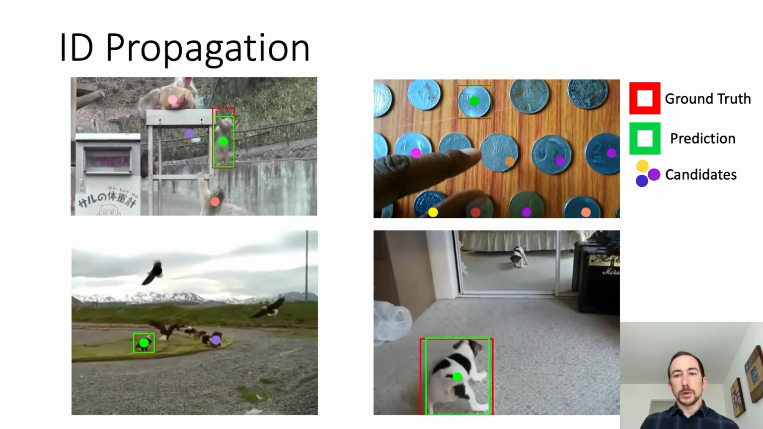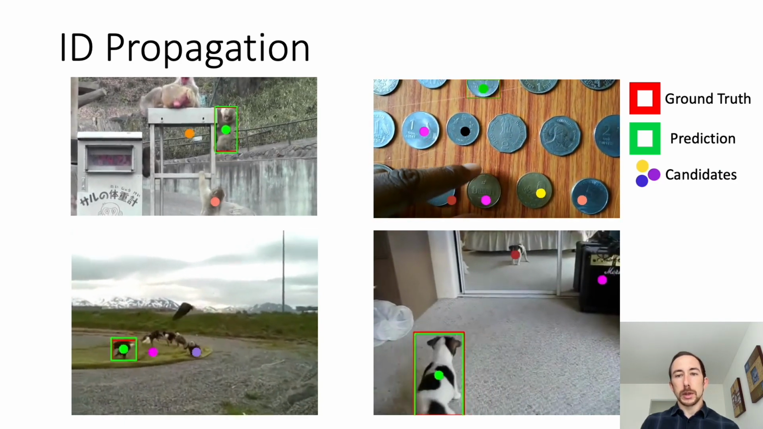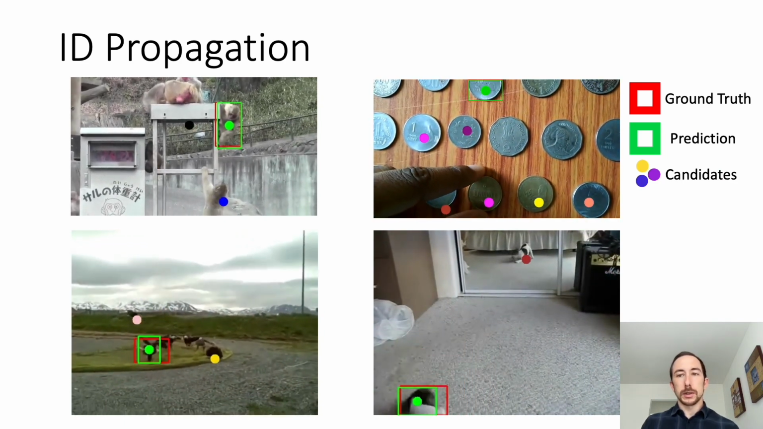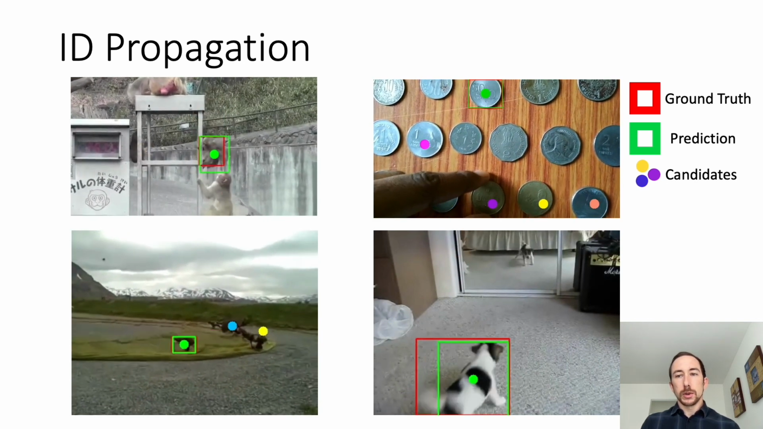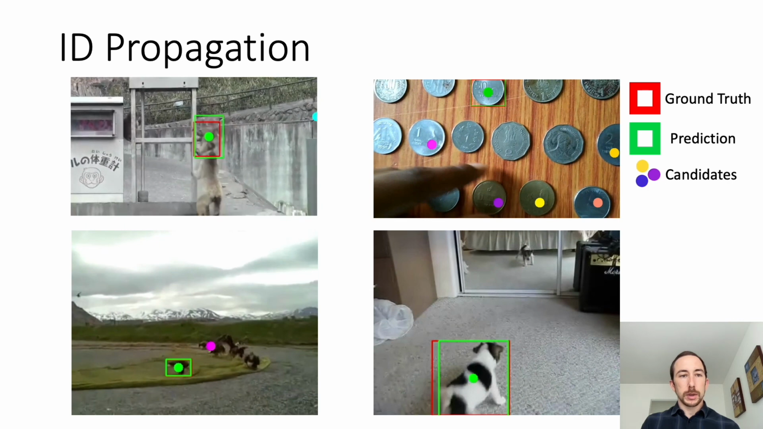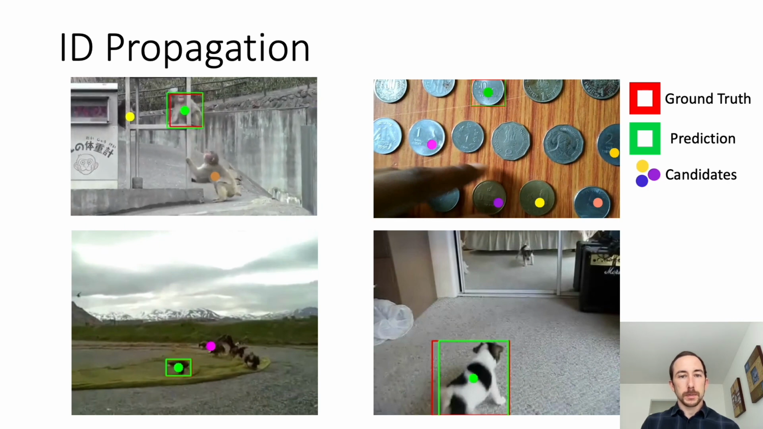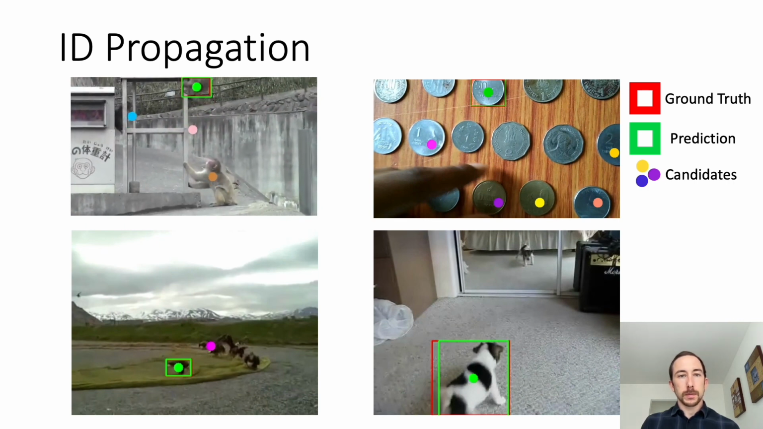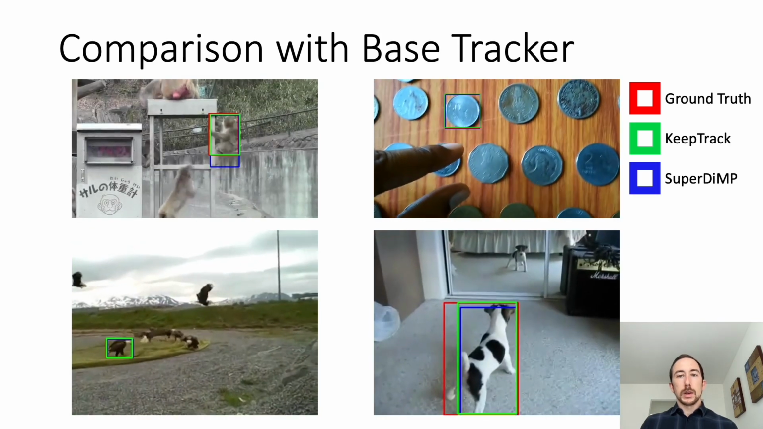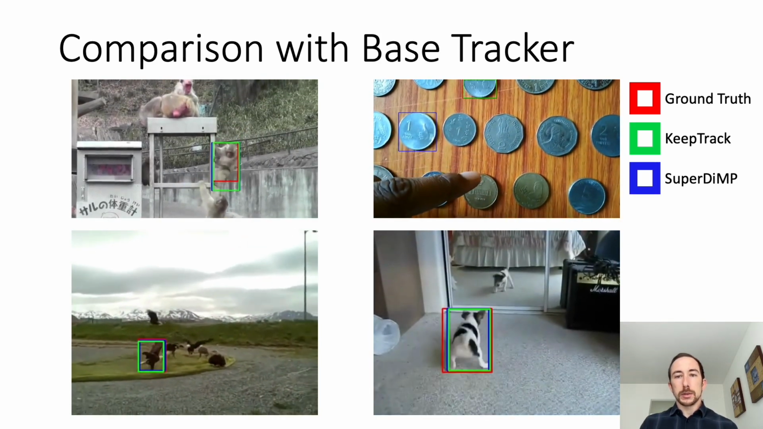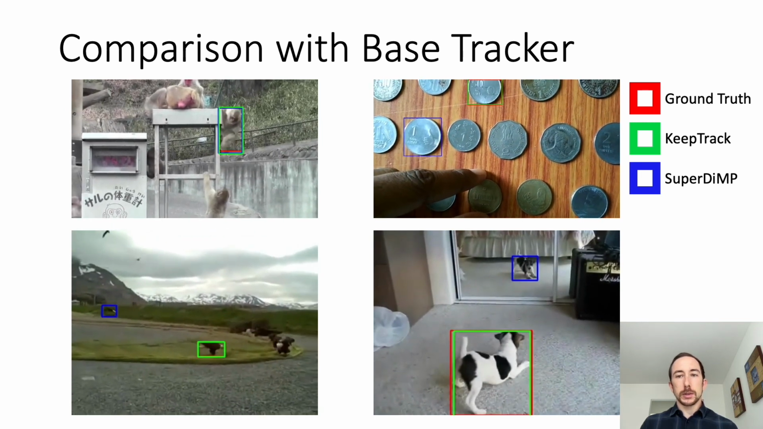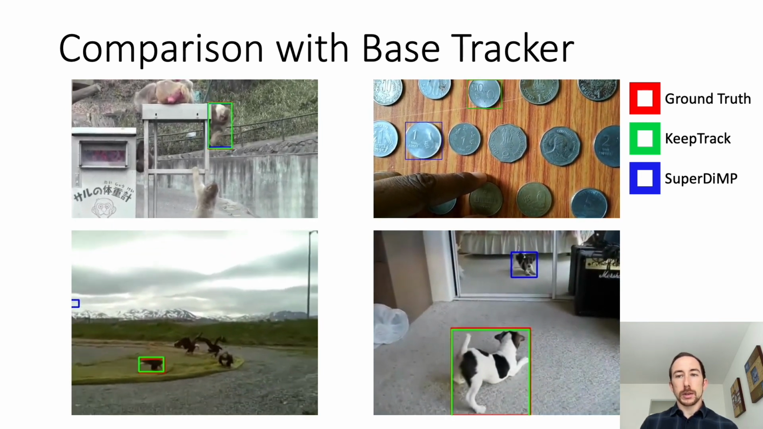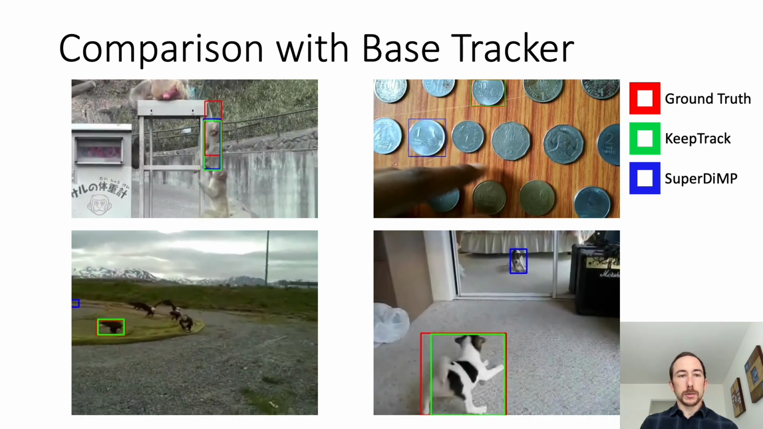Our tracker is robust to distractors and keeps tracking the target object even in cluttered scenes, or when the target undergoes partial or full occlusion, or when a strong distractor appears. When comparing Keep Track with the baseline tracker SuperDimp, we observe that Keep Track gets less confused by distractors and keeps tracking the target for cases where SuperDimp fails.